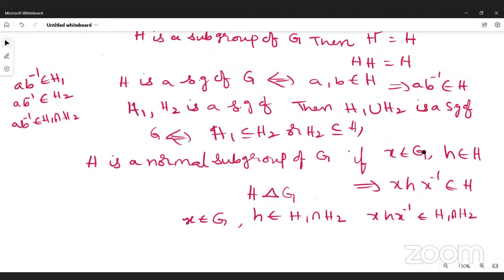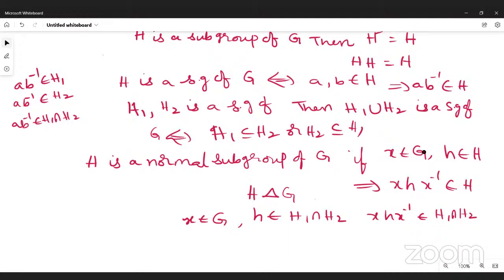Now we can have many properties of groups, like in a group, the identity element is always unique. In a group G, the identity element is always unique, and the inverse of every element is also unique. There exists one and only one inverse for each and every element in a group G. And we have seen several examples of a group.